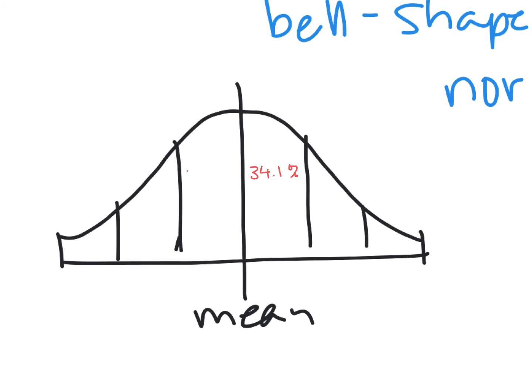34.1% of the data will fall within 1 standard deviation of the mean, either to the left or to the right. That's supposed to be a minus 1 standard deviation from the mean.